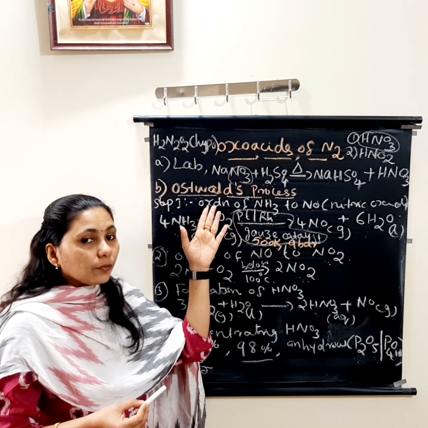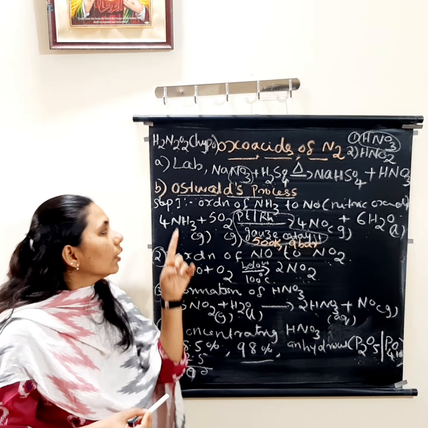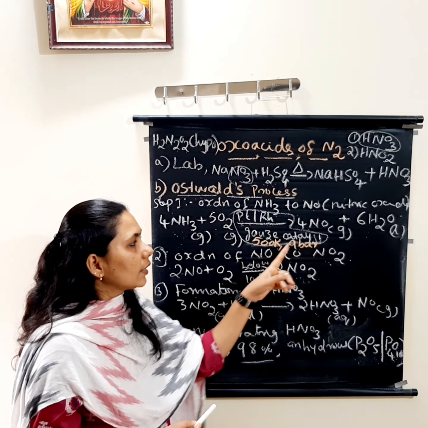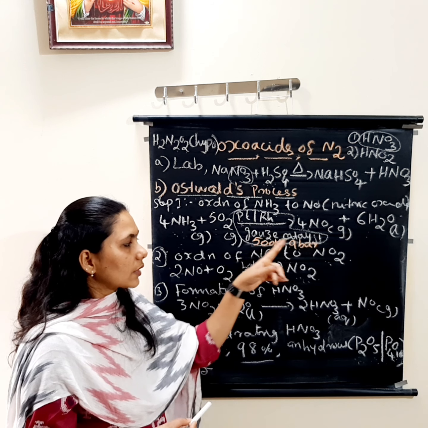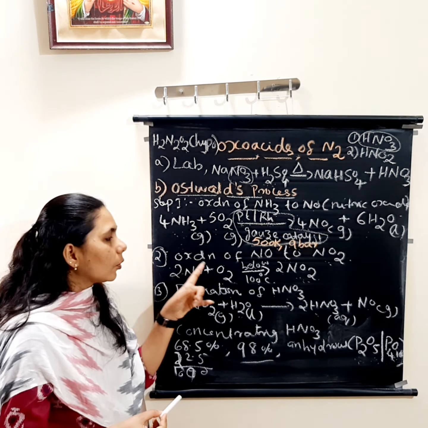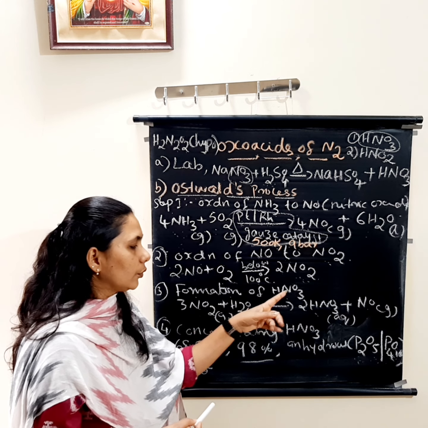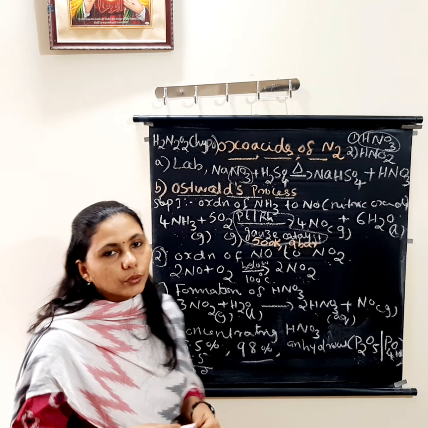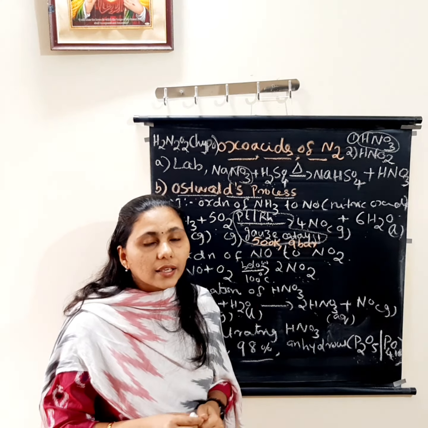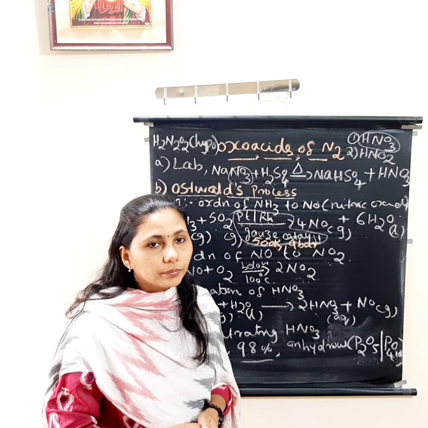So preparation of nitric acid is once again Ostwald's process. It contains 4 steps, very important. First step, oxidation of ammonia to NO, and the optimum conditions are platinum, rhodium gauze catalyst, 500 Kelvin temperature and 9 bar pressure. Then second step, oxidation of NO to NO2. Then formation of HNO3, then concentrating HNO3. Okay, so that is about the oxo acids of nitrogen and their preparation.